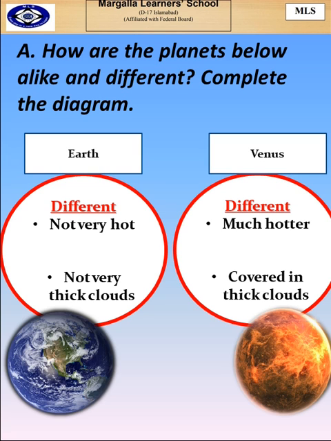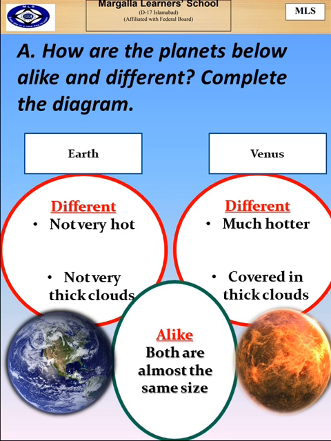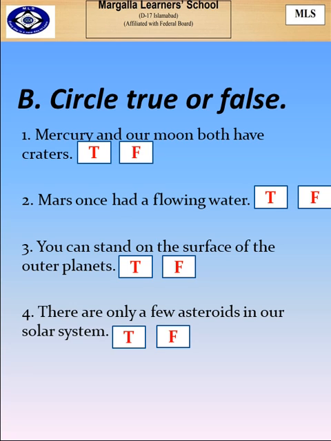Among Earth and Venus, which things are alike? They both are almost the same size. Part B. Circle true or false. There are some statements mentioned. You have read these statements in your reading section. Pause this video and solve this question by circling the statement. If it is true, circle on true, and if the statement is false, circle on F.